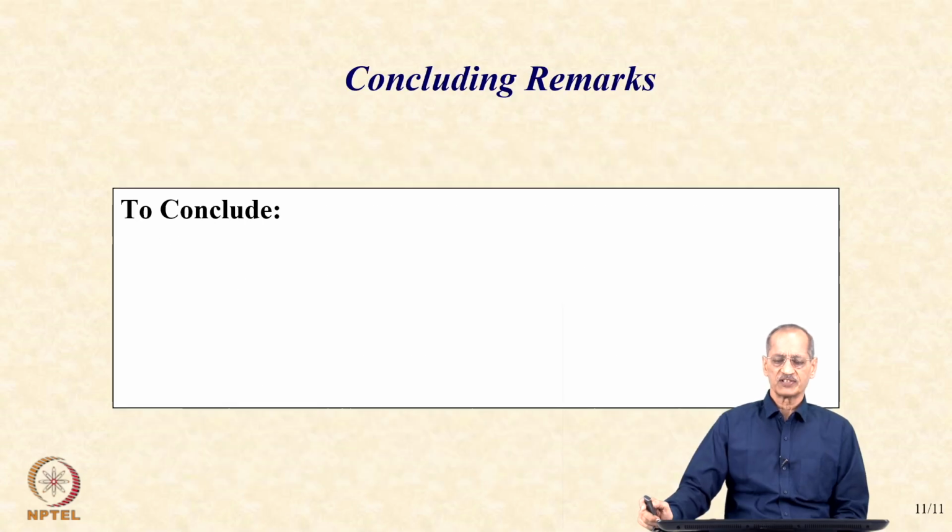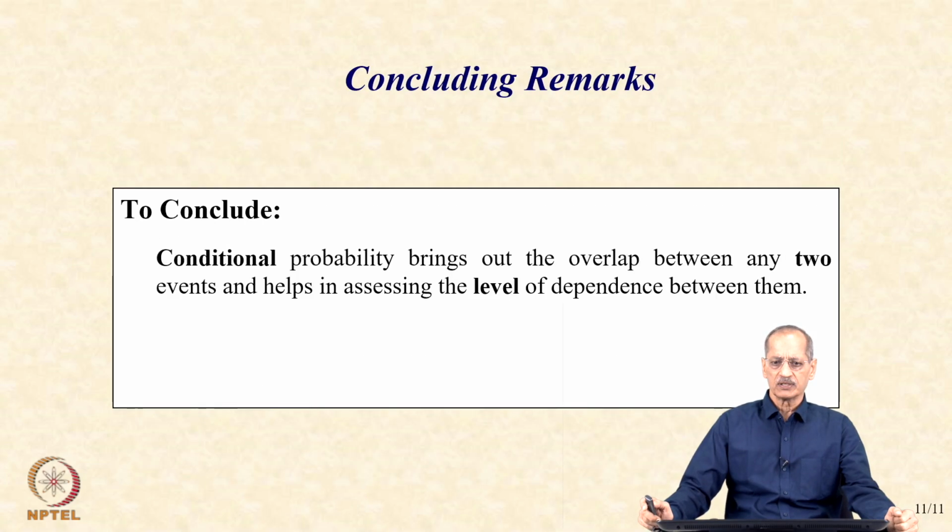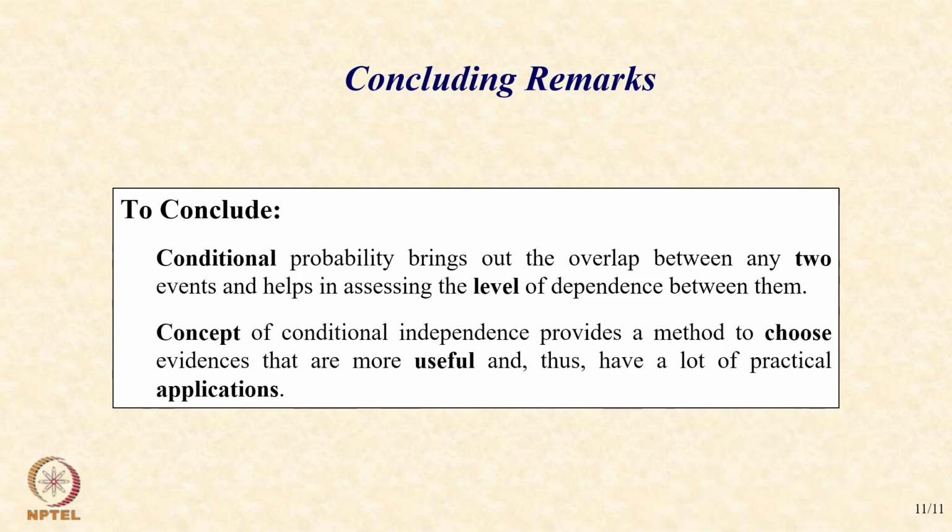So, to conclude this session, conditional probability brings out the overlap between two events and helps in assessing the level of dependence between them, number one. And number two, the concept of conditional independence provides a method to choose evidences that are more useful and thus have a lot of practical applications. With that, we come to the end of this particular segment, and in the next segment we will introduce another idea which will take this conditional probability and make use of it in the context of uncertain reasoning.